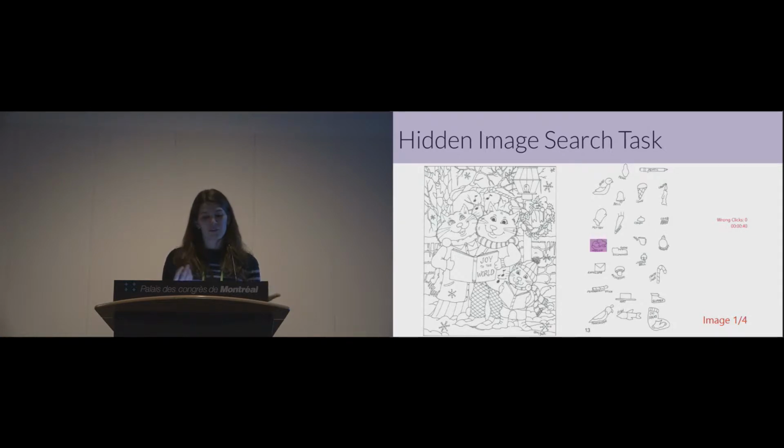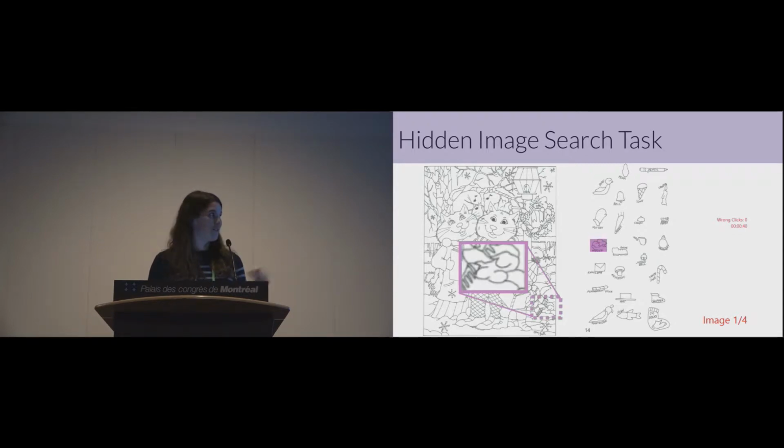And so to start with an example, the target object is highlighted in purple. It's a mouse. And to make it a little bit easier for you guys, the mouse is right here. And as you can see, it's designed to hide within the image, so it's not particularly noticeable, and the orientation has changed, which makes this task a little bit challenging.